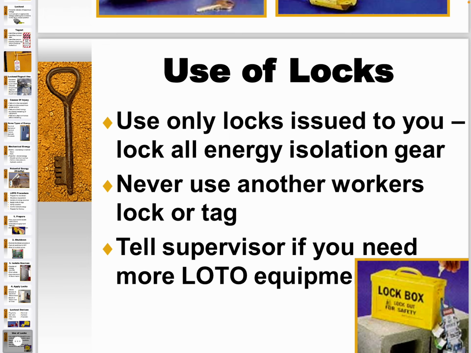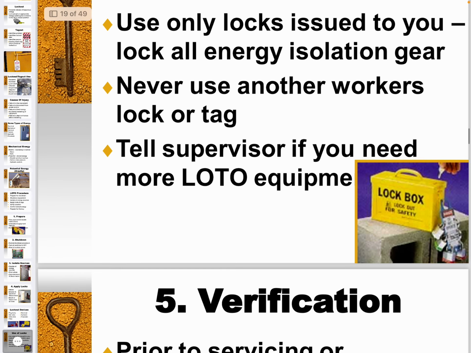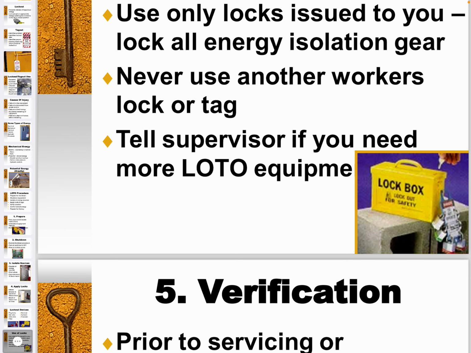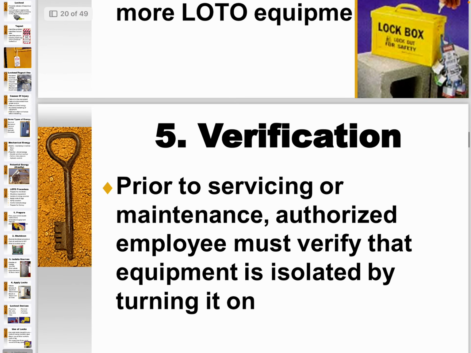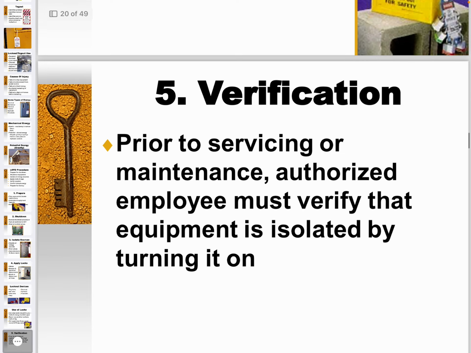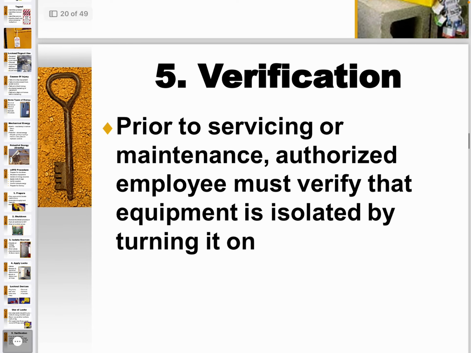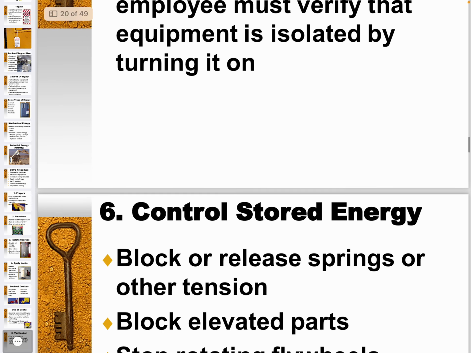Use it to lock all energy isolation gears. Never use another worker's lock or tag. This tells the supervisor who needs more of LOTO equipments. Fifth is verification, prior to service. How many days required for the equipment planning? Maintenance hazards. Employees must verify that equipment was isolated by turning it on.